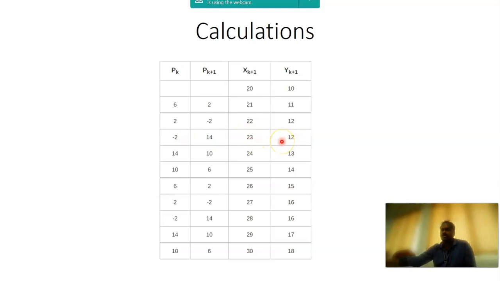So 23 and 12. Because the pk value is less than 0, once again we have to calculate pk plus 1 here as per the formula. pk plus 1 equals pk plus 2 del y.